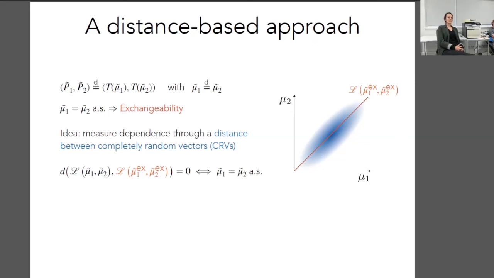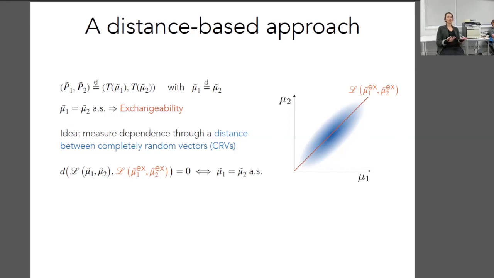So the first idea has been to recast the problem of measuring dependence at the level of this underlying vector of random measures. And we observed that whenever the two random measures are equal almost surely, so whenever they are maximally dependent, we were actually going back to the assumption of full exchangeability of our model. So basically, we can picture exchangeability as being supported on this diagonal line in the graph.